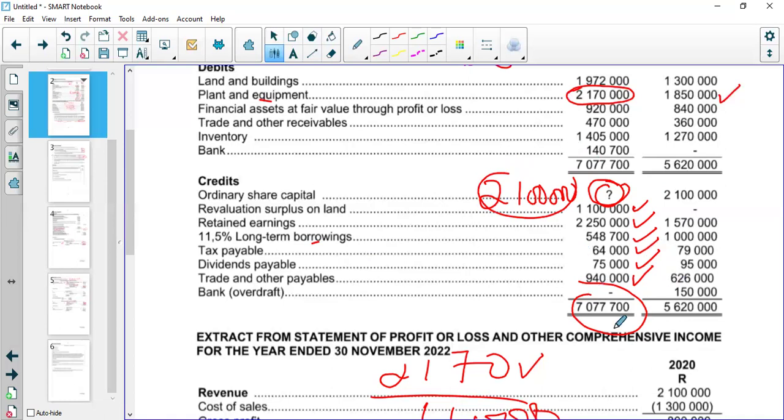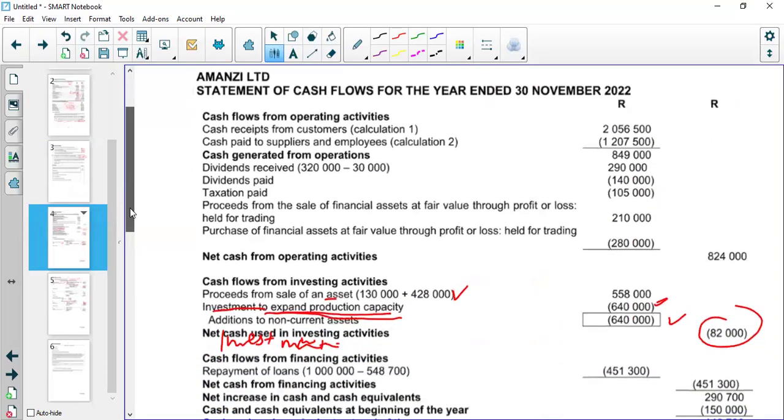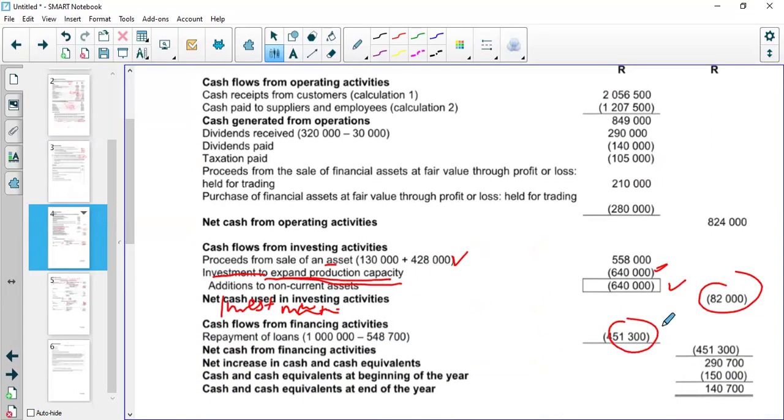Then long-term borrowings was 1 million. Then we subtract 548700. So this is a repayment. 451,300 is going to be a repayment, right? It's in brackets, so that's cash. And this is not net cash from, but net cash used in financing activities, not from.